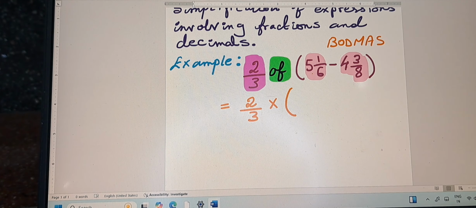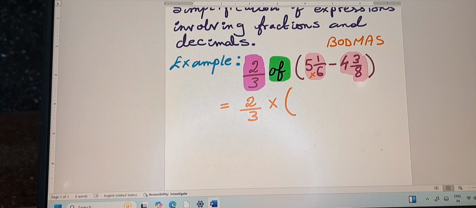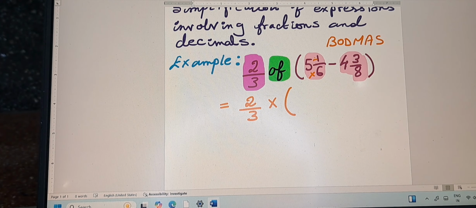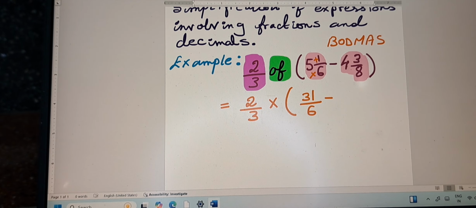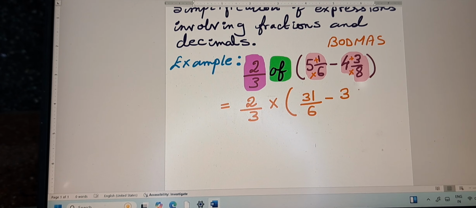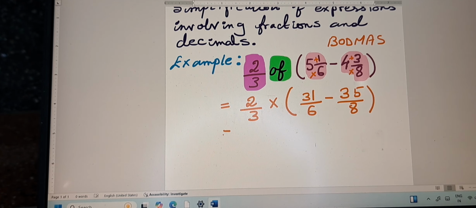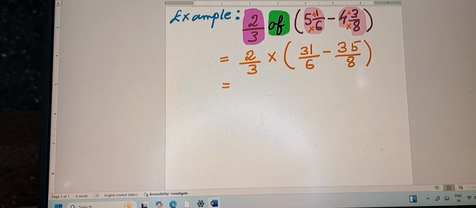So what we have to do over here, students, is multiply 5 into 6 plus 1, so 31 by 6. Minus 4 into 8 is 32 plus 3, so the answer will be 35 by 8. Next step, this is step 1. Step 2, we will write 2 by 3.